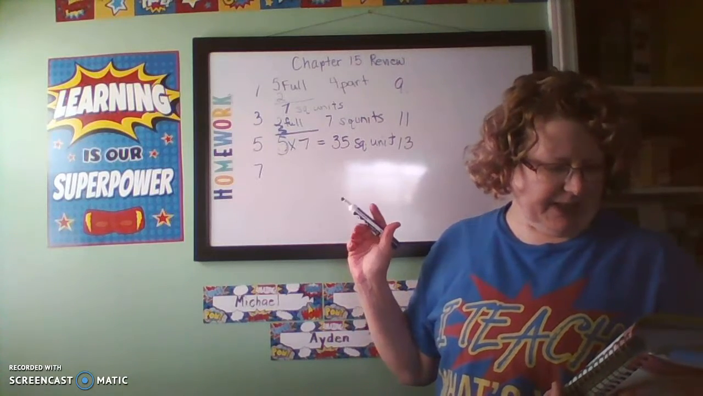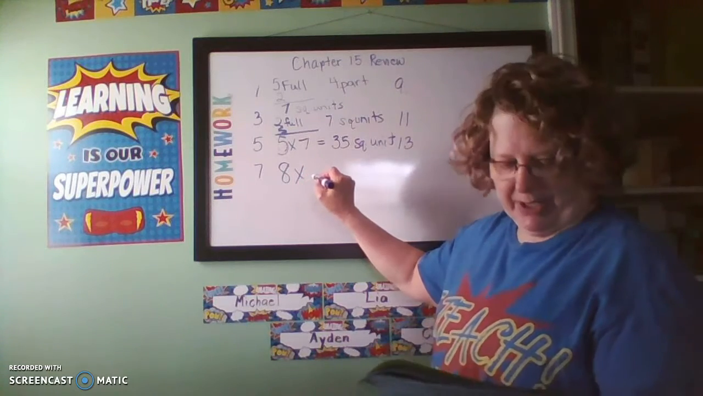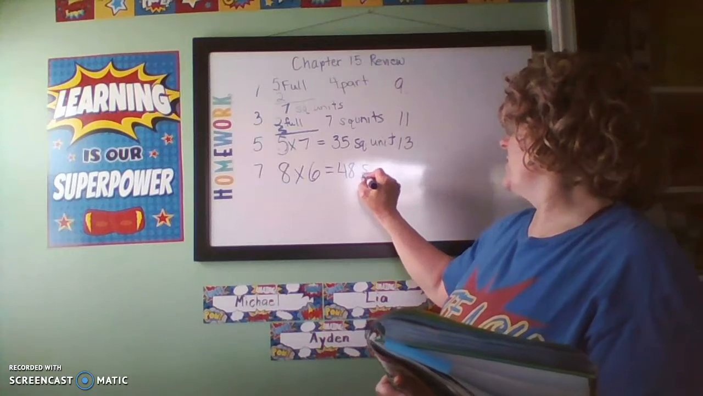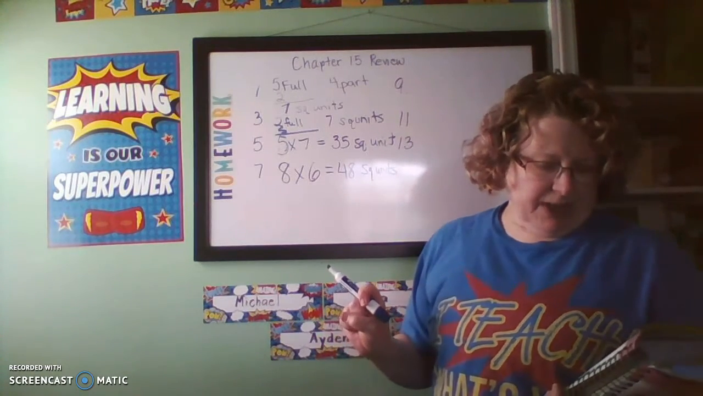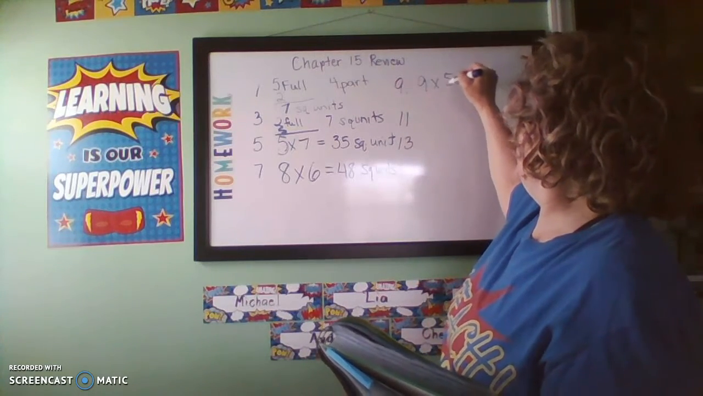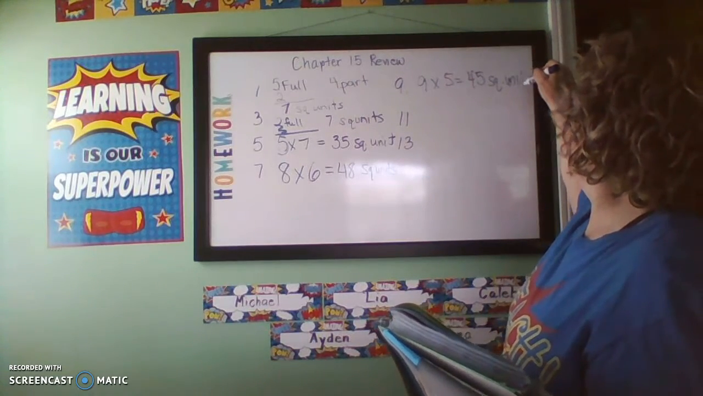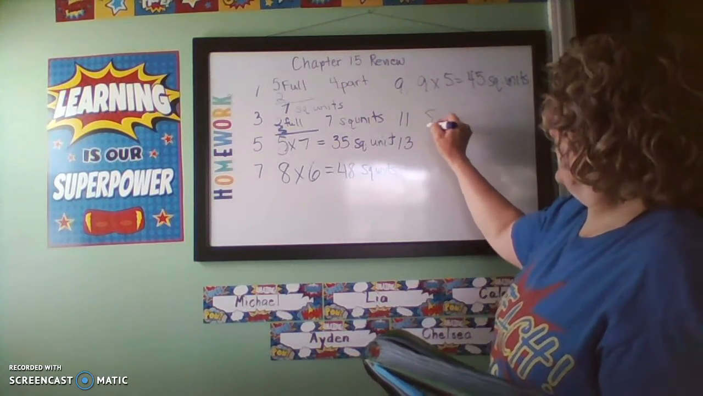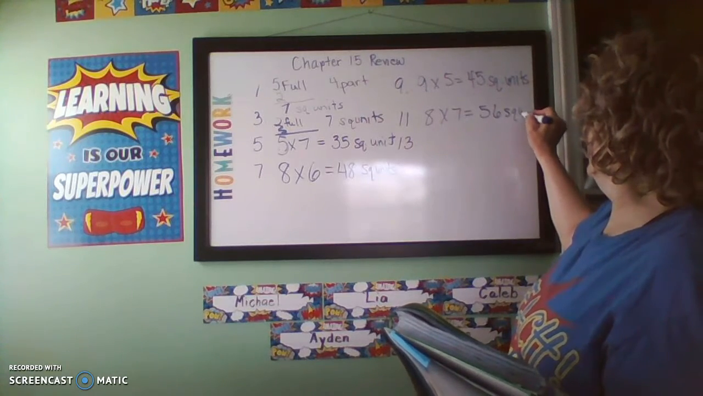All right, for number 7, it's the same thing. We look at the length, which is 8, times the width, which is 6, and we get 48 square units. For number 9, again, length is 9, width is 5, 45 square units. Number 11, length is 8, width is 7, 56 square units.